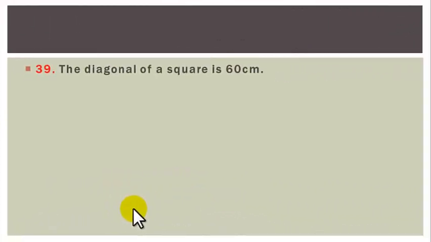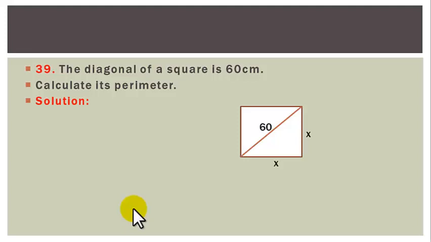Question number 39. The diagonal of a square is 60 cm. Calculate its perimeter. Solution. Draw a square with side x. That's the side of this square is not known, so let it be x. And here is the diagonal of the square. It is given to be 60 cm.